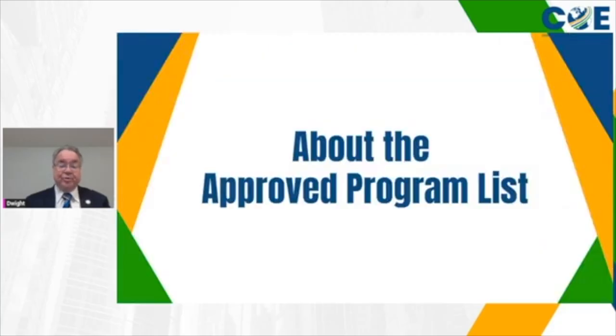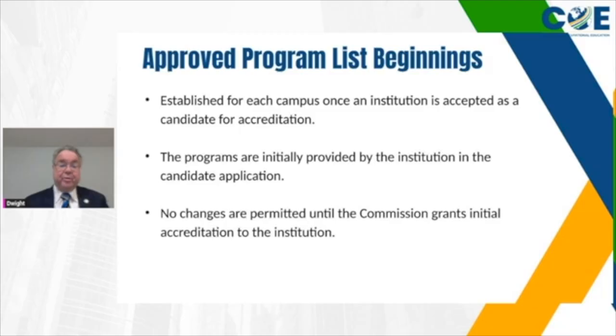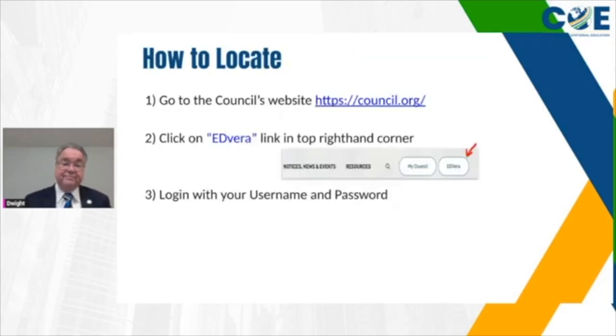Let's talk about the approved program list. When the approved program list begins, it's established for each campus once an institution is accepted as a candidate for accreditation. The programs are initially provided by the institution in the candidate application. No changes are permitted until the commission grants initial accreditation to the institution.